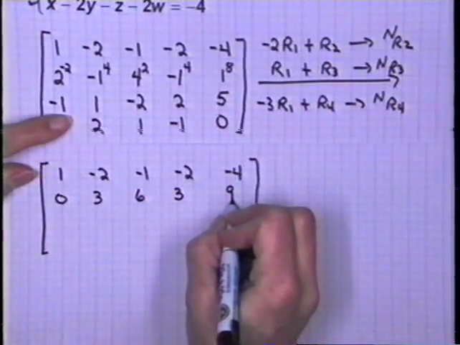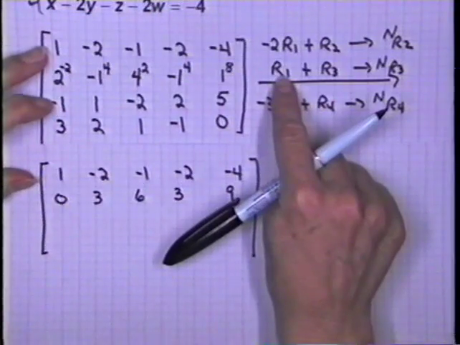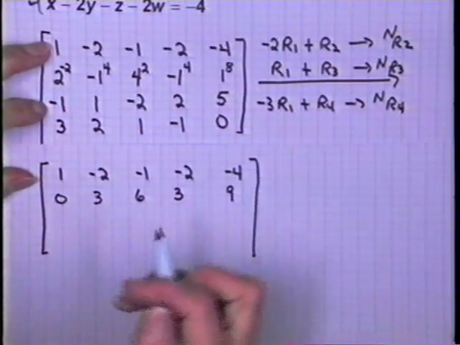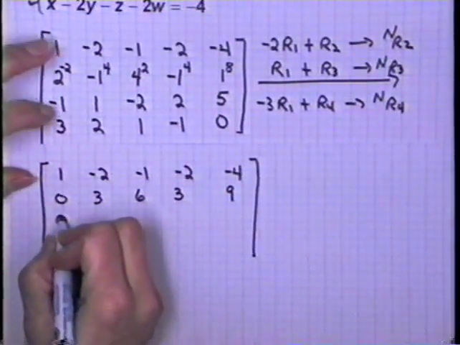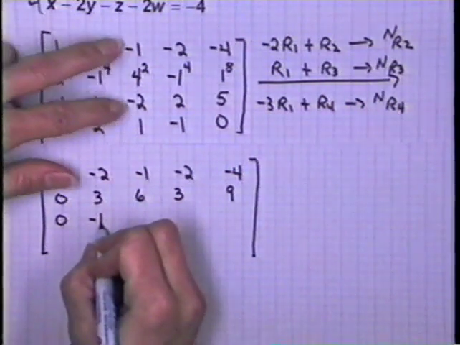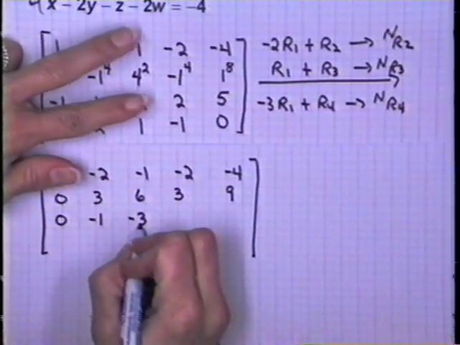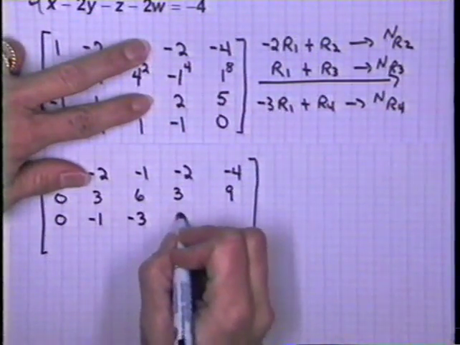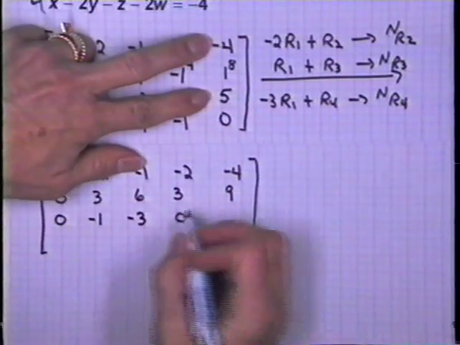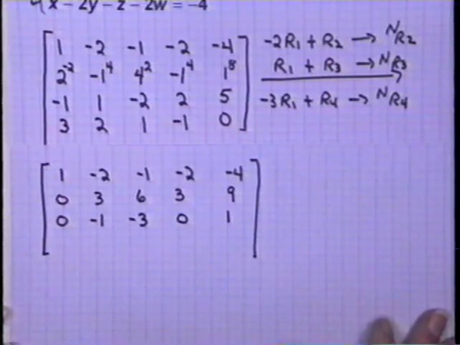Okay? Now, to change row number 3, I'm just going to add the numbers in row 1. So let's just look at row 1 and 3 and add those. 1 and -1 added is 0. -2 and 1 added is -1. Adding -1 and -2, I get a -3. Adding -2 and 2, I get a 0. And adding -4 and 5, I get 1. So there's my new row number 3.